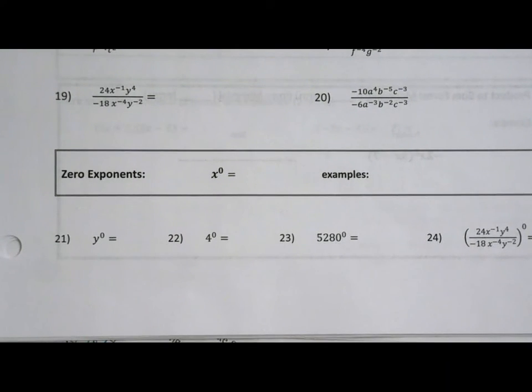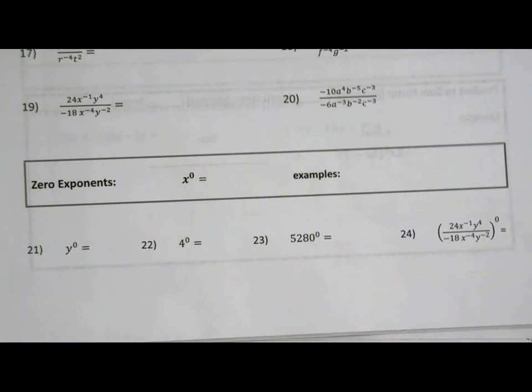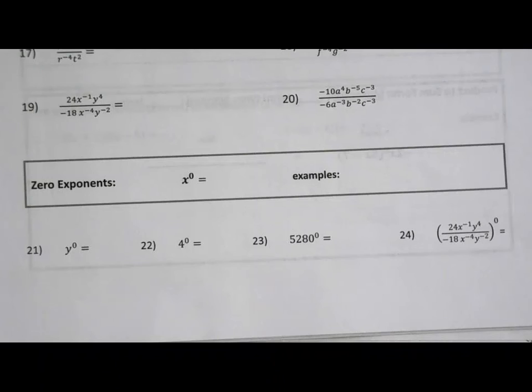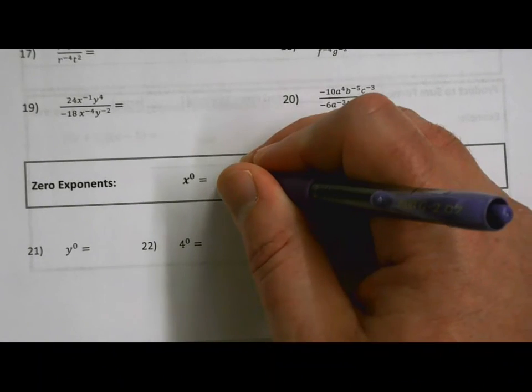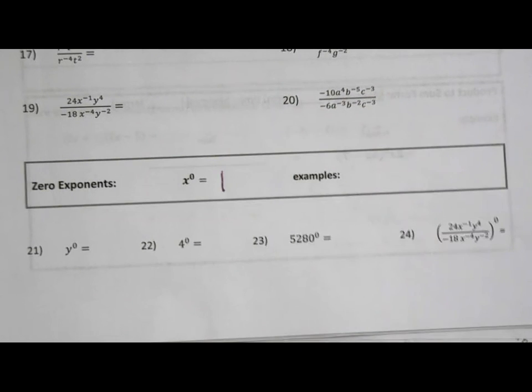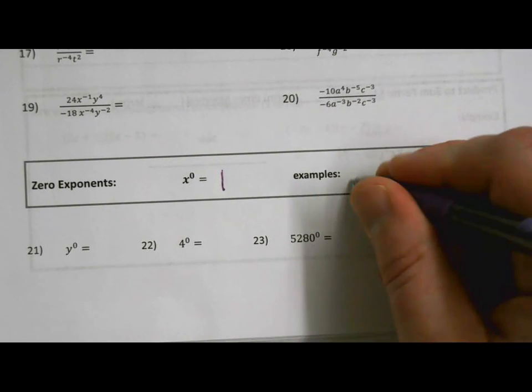All right, bottom of the page. Oh, you got this. This is the easiest one. We save the easiest and best for last. Anything to the 0 power is 0. Close. 1. Anything. Let's look at some examples.